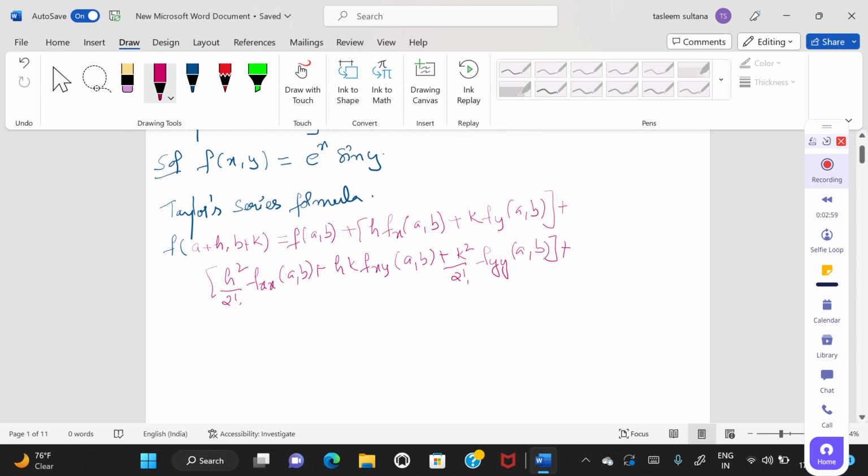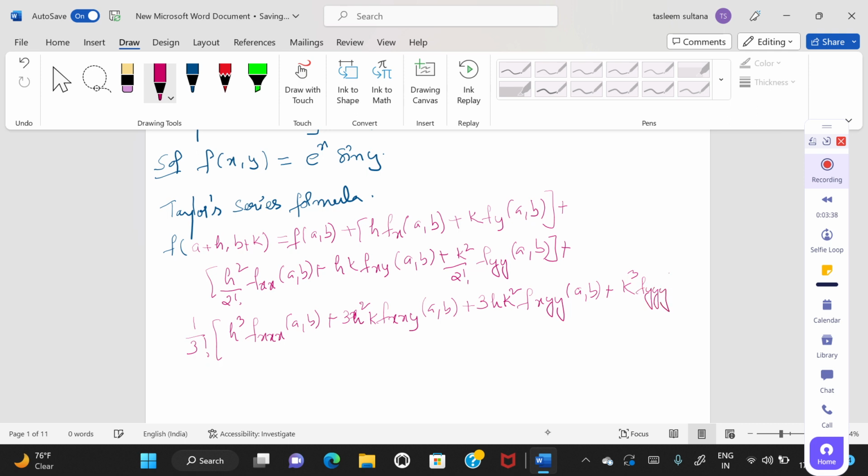1 by 3 factorial of h cube f suffix x x of a comma b, then plus 3h square k f suffix x x y of a comma b, then plus 3hk square f suffix x y y of a comma b, then plus k cube f suffix y y y of a comma b, then plus so on.